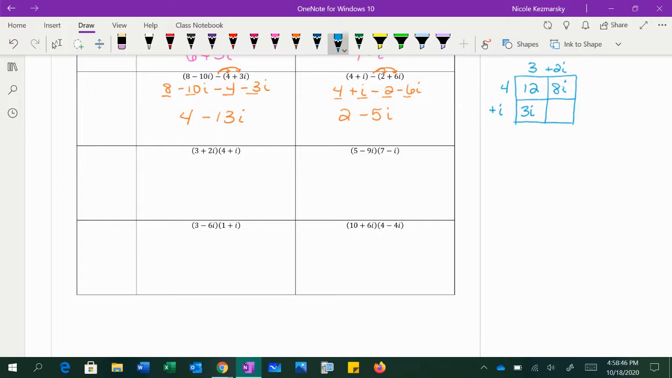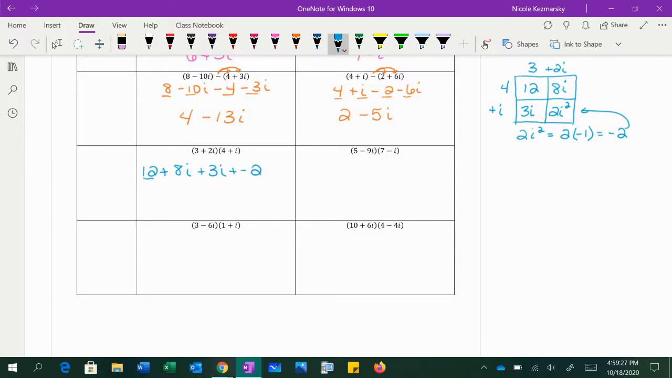And then lower right, I'm going to do 2i times i. Well, 2i times i is 2i squared. And 2i squared, if you remember from the first page, is the same as 2 times negative 1, which is negative 2. So I'm going to leave that in that box. Then when I take these out of the box, I'm going to add them together. So I'm going to start with the 12, and I'm going to say 12 plus 8i plus 3i plus negative 2.